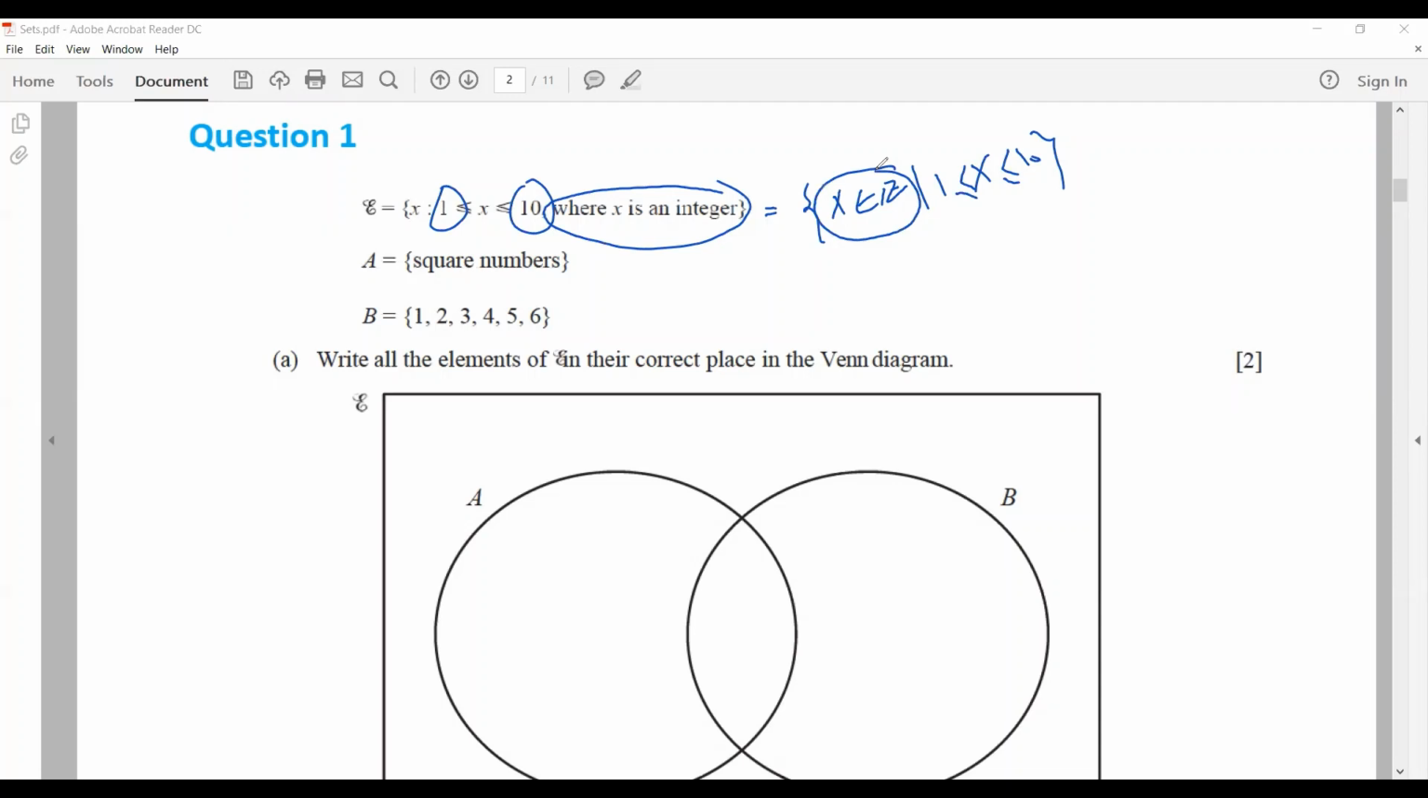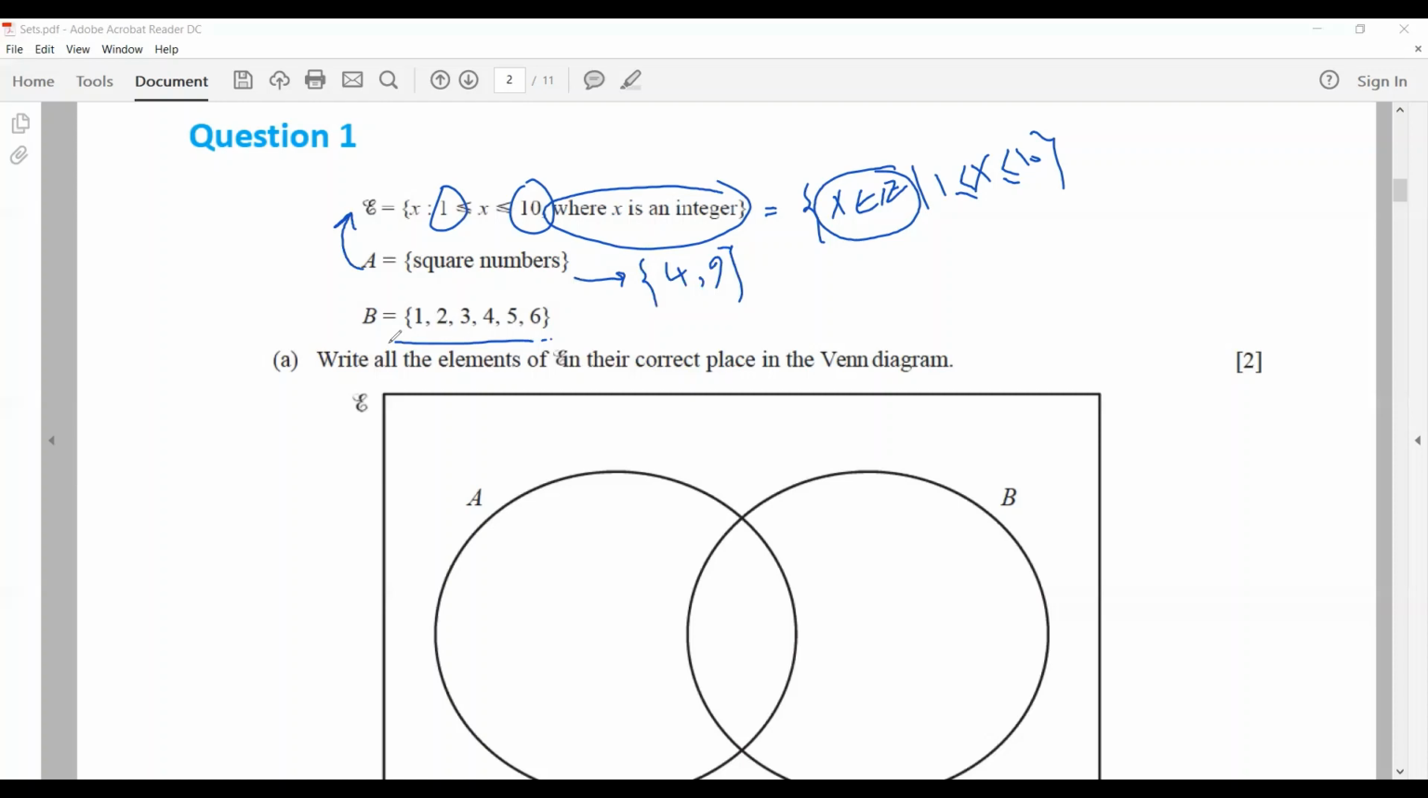Then we have set A, all the square numbers. Of course, A is a subset of the universal set, so we're looking at the numbers 4 and 9, because these are the only square numbers less than 10. And B, it is clear all the members of this set are listed for us. All we have to do is show them on the Venn diagram and fill up the spots.